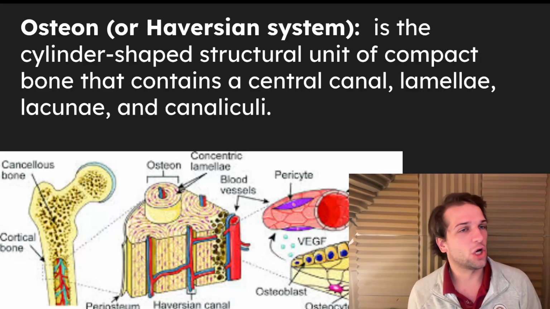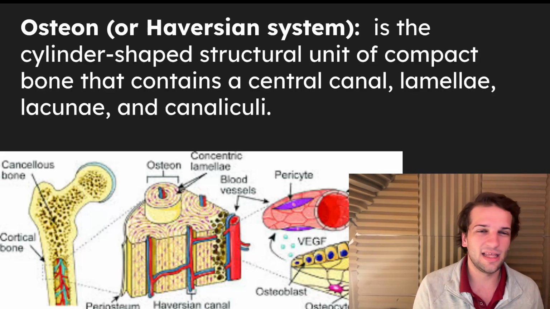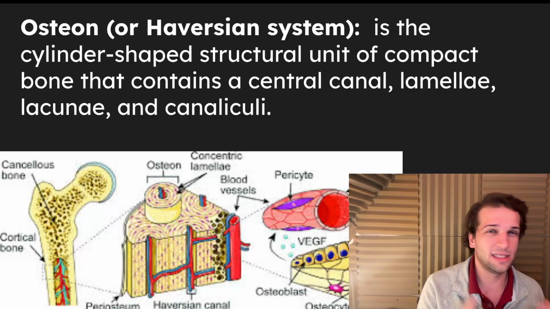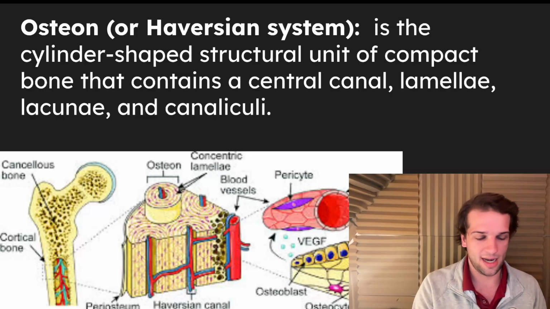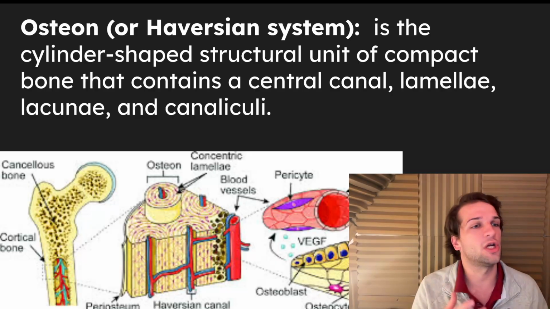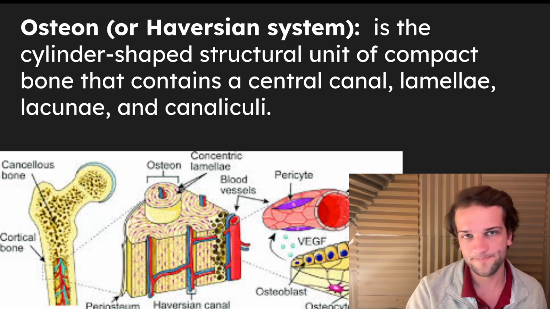That system is called an osteon, or the Haversian system, and it's basically the unit of bone. It's a way to look at compact bone and understand what's going on in this kind of system here. And so I'm going to break down the system, I'm going to talk it through, and then we're going to put it all together into one big picture.